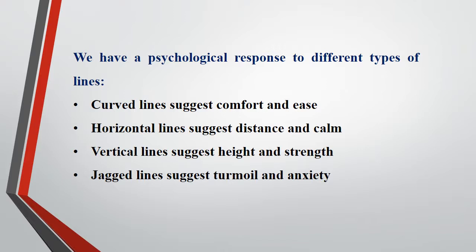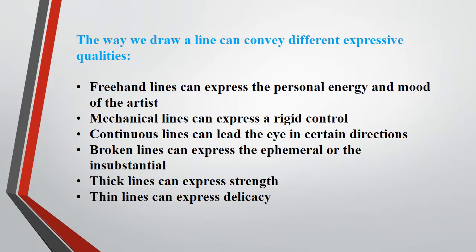Vertical lines suggest height and strength. Jagged lines suggest turmoil and anxiety. The way we draw a line can convey different expressive qualities. Freehand lines can express the personal energy and mood of an artist. Mechanical lines can express a rigid control.